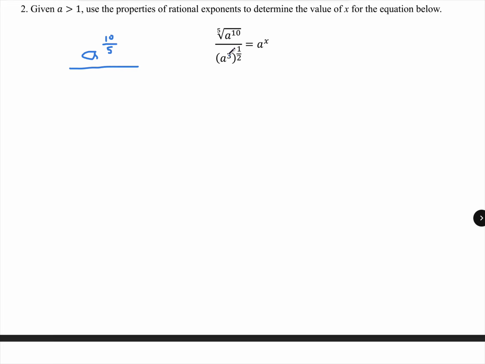So just keep it like this, and then I know if I have a power being raised to another power, I'm multiplying exponents. So it's going to be a to the power of 3 over 2. So that's the first exponent rule I had to remember. Second exponent rule, if I'm dividing my exponents, or dividing same bases, I'm subtracting exponents.